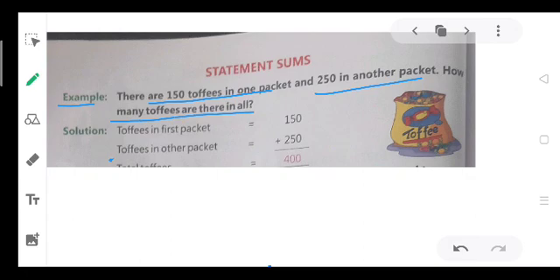So here in front of us there are three statements. First, toffees given in one packet, then toffees given in another packet, and third we have to find out the total number of toffees. So this is the sum of addition. How can we add it?